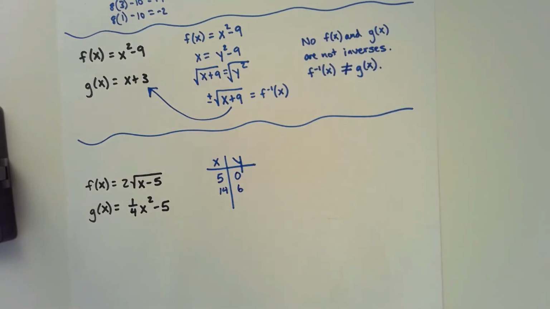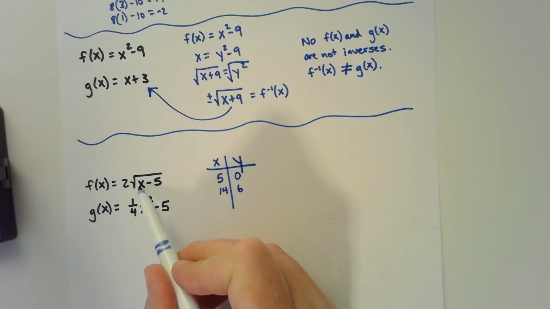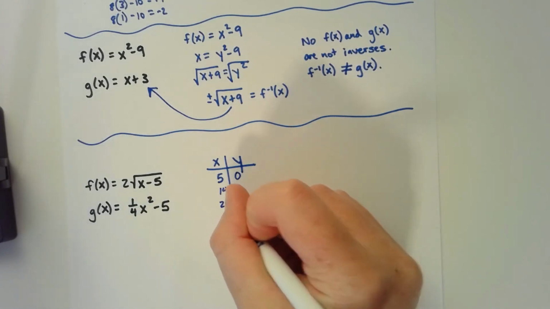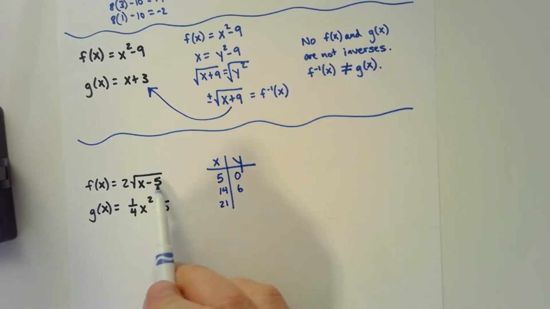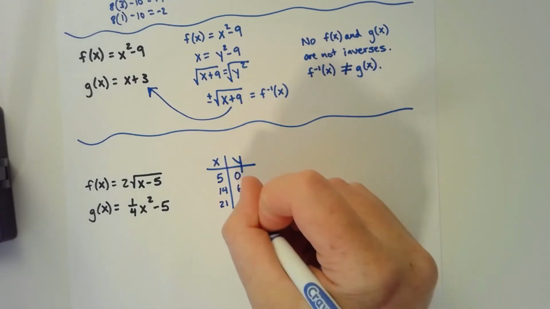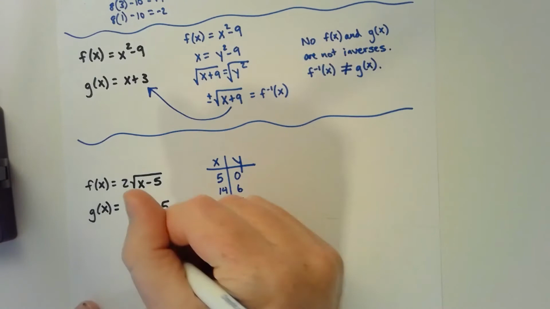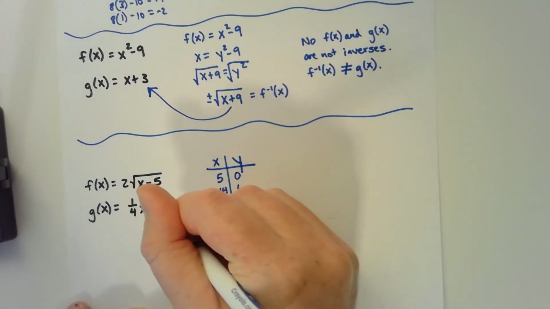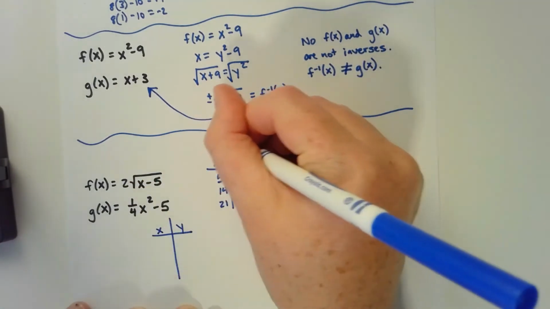So we're just plugging in some numbers that are easy to think about. If we want this to be the square root of 16, we need to make this equal to 21. So 21 minus 5 would be 16. The square root of 16 would be 4. And 4 times 2 would be 8. And you could certainly use your calculator to help you with those. So that's our table for f of x.